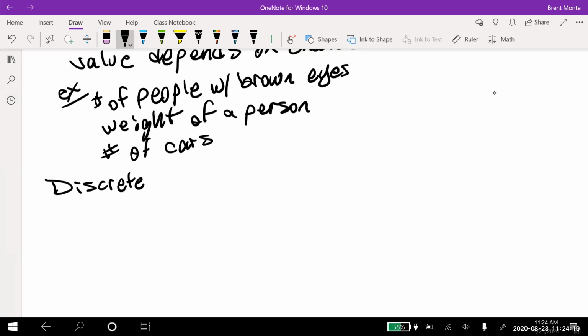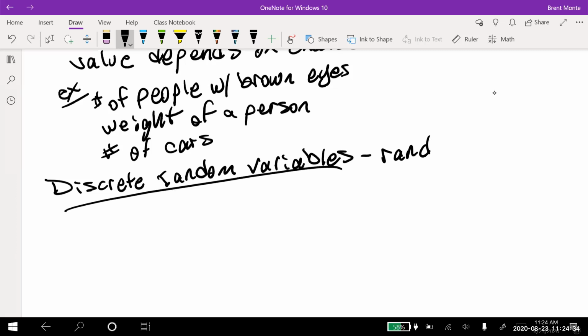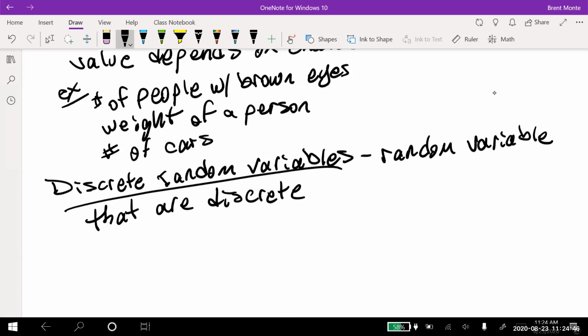So remember what makes something discrete. If something's discrete, it's countable. So discrete random variables, that are discrete. So for instance, let's say discrete and in parentheses countable. Okay, so the examples I said before, the number of people with brown eyes, we're going to count the number of people with brown eyes. That would be a discrete random variable.